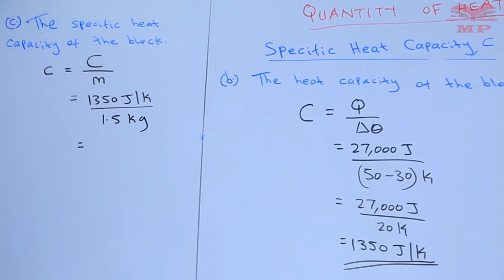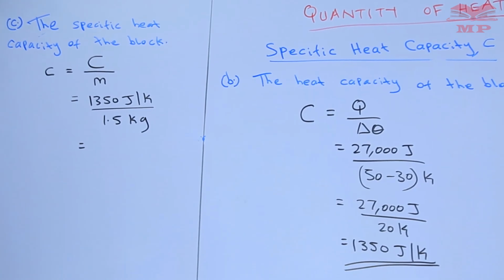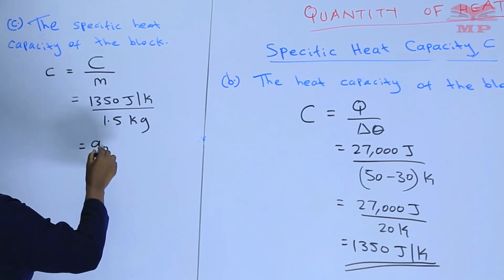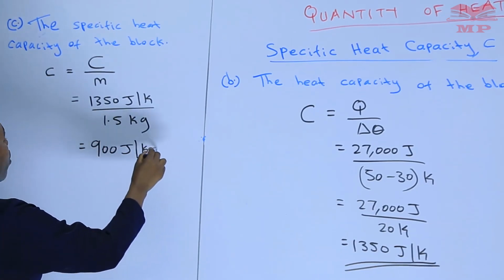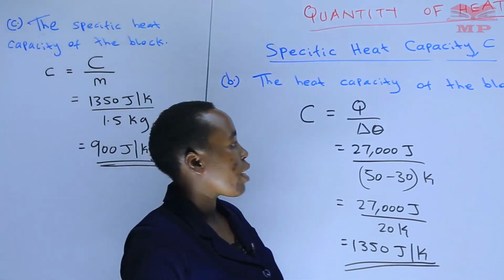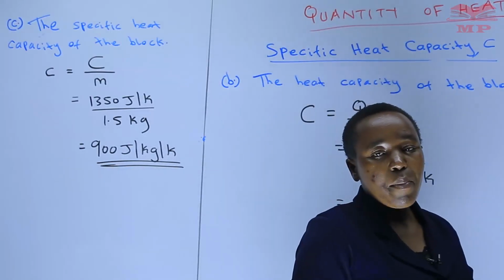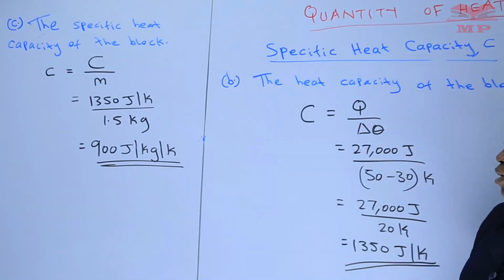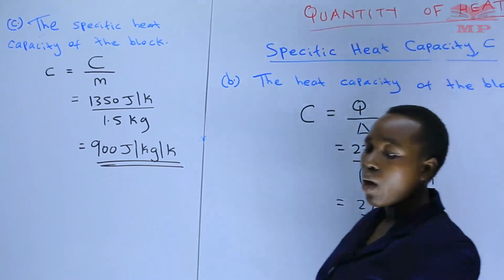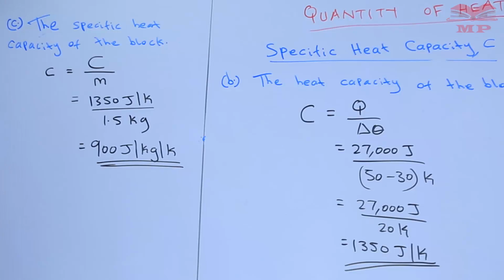So what do you end up getting as the specific heat capacity? You simply divide 1,350 by 1.5. So you end up getting that the specific heat capacity of the block is 900 joules per kilogram per Kelvin. So that's how we approach that question and many others that you can be given on specific heat capacity. So I'd like to leave you an exercise, 2 questions to attempt.